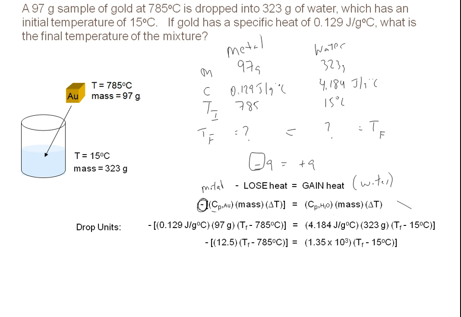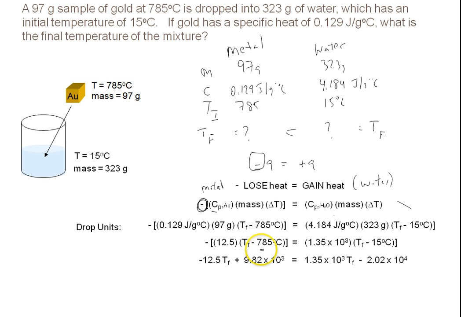Notice how the temperature is written out: final minus initial. We're looking for the final temperature for both things, so the TF is going to be the same. And then as you proceed through, this just becomes a sophisticated algebra problem. Notice that negative sign right now is distributed. The 12.5 multiplies through TF minus 785, and the negative sign is attached in there as well. So the negative sign becomes incorporated into this.